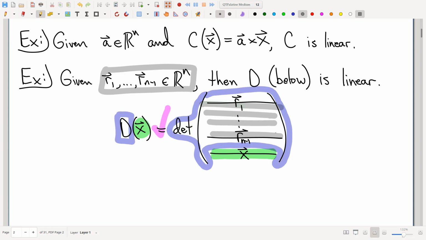Okay. And the claim here is that this D is linear. And that's a really cool fact. Y'all may have seen this in your linear algebra classes referred to as multilinearity. And that's a nice way to think about this fact.